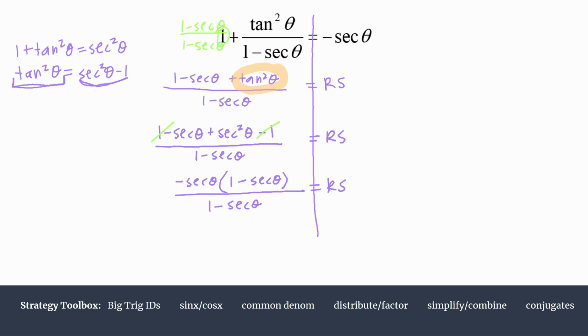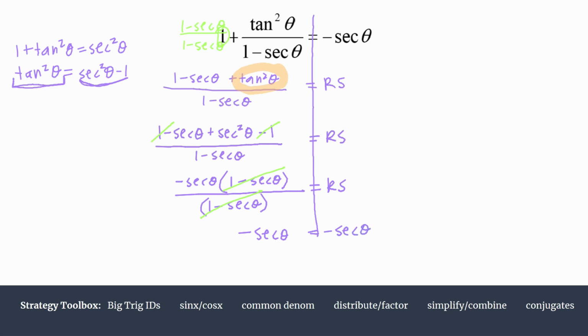So now that we're in a factored form, we see that we have that common factor of 1 − sec θ. When we cancel that out, we're left with what we actually want. We're left with −sec θ = −sec θ.